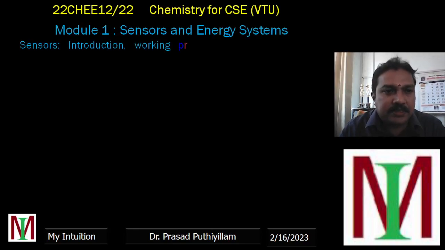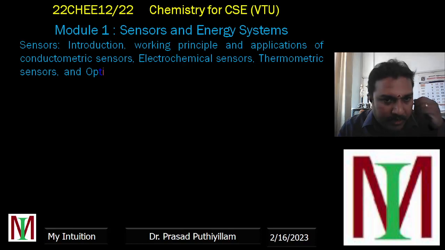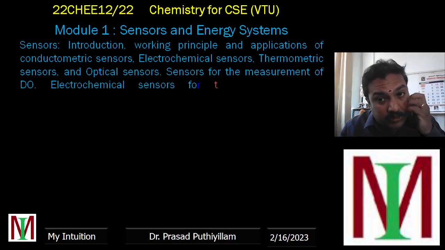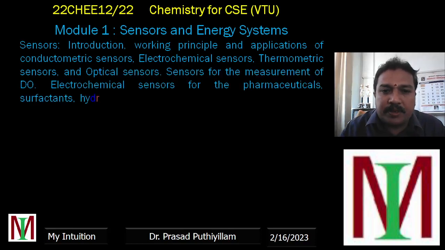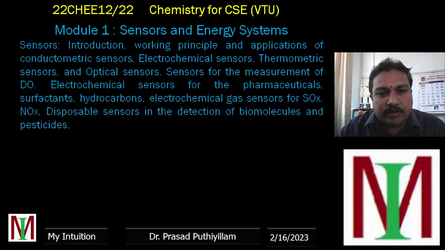Sensors and energy system. Sensors, in which introduction, working principle and applications of conductometric sensors, electrochemical sensors, thermometric sensors, optical sensors, sensor for the measurement of dissolved oxygen, electrochemical sensor for the pharmaceutical surfactants, hydrocarbons, electrochemical gas sensor for sulfur oxides and oxides of nitrogen, disposable sensors in the detection of biomolecules and pesticides.